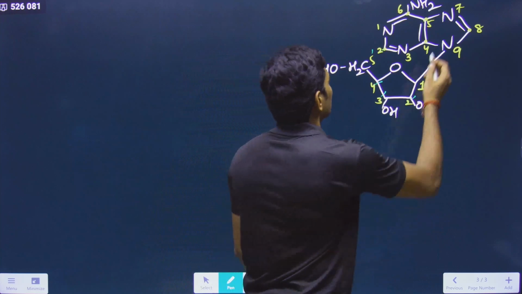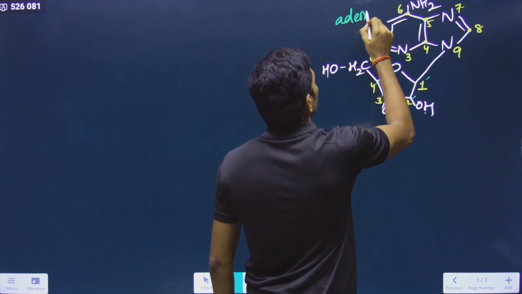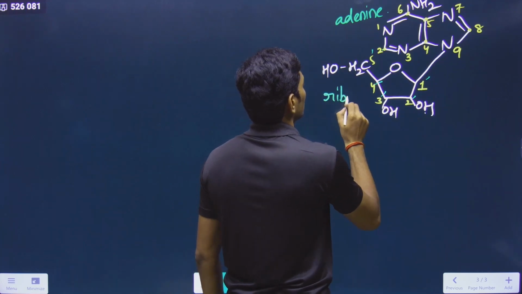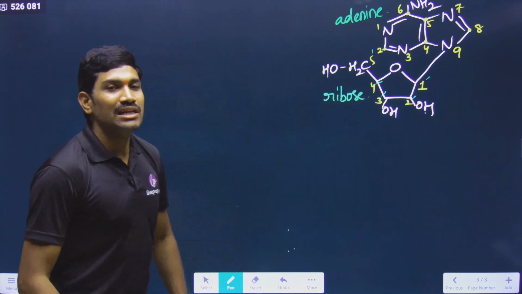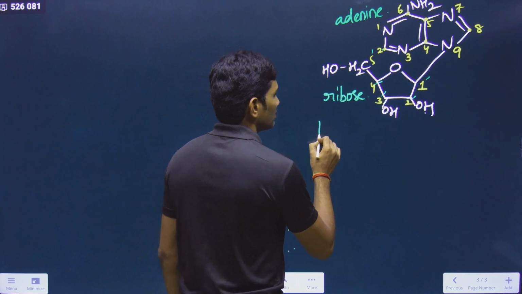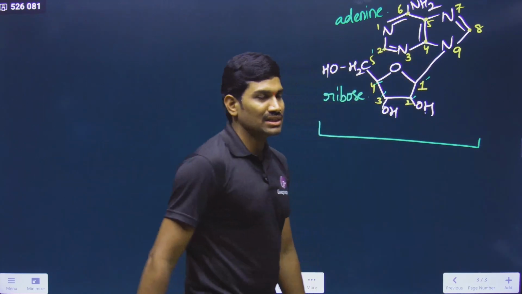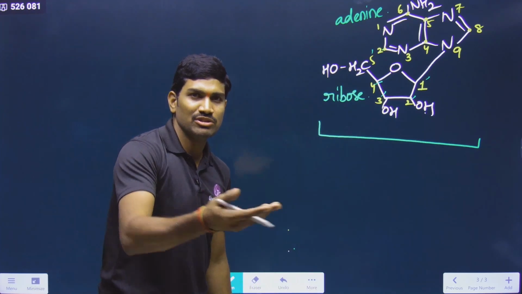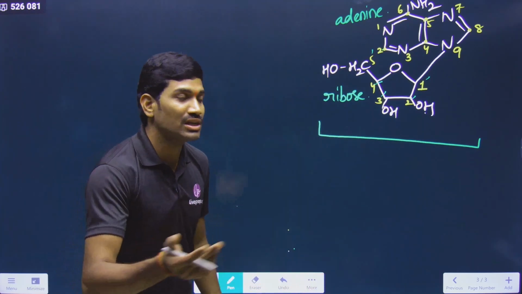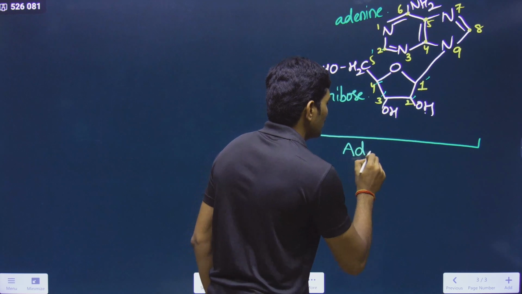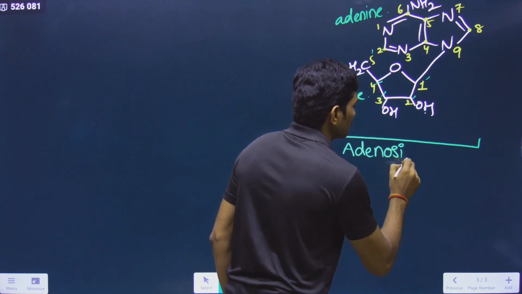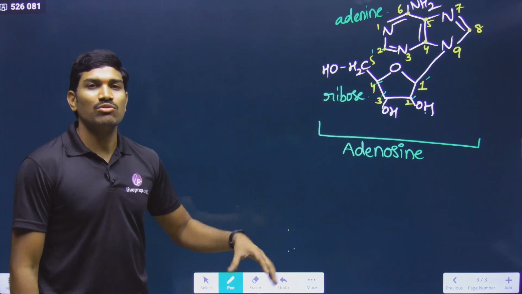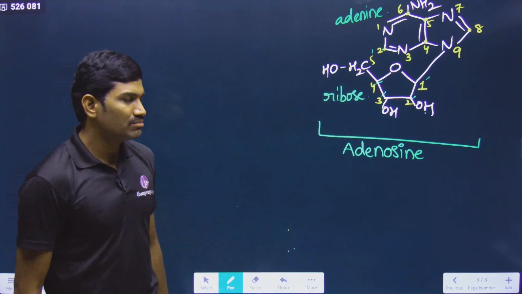In this way, what happens? This is the adenine. And this is the ribose. Understood or not? Adenine plus ribose. Now tell me what is the name of this entire structure? Adenine plus ribose. Just now we have studied. What is the name of this? Adenosine. This is adenosine. I hope now you understood how to write these names and how to write the structures also. That's it. Very simple. Clear?